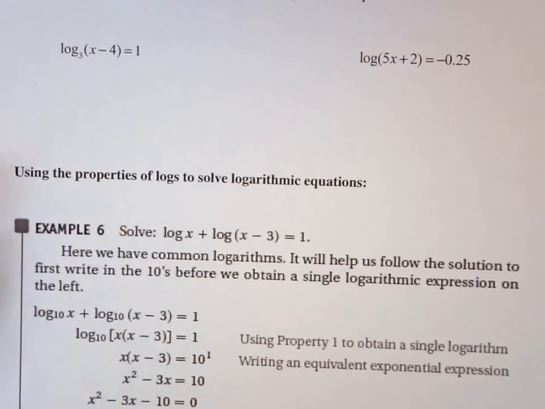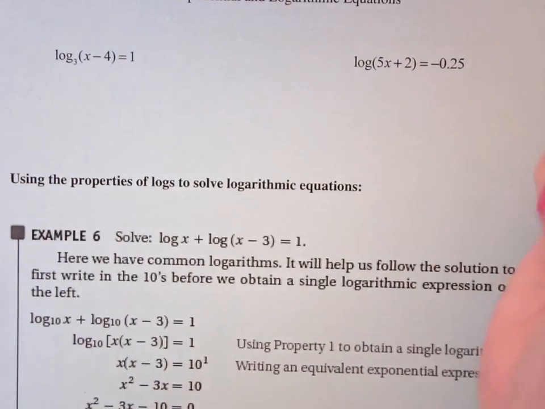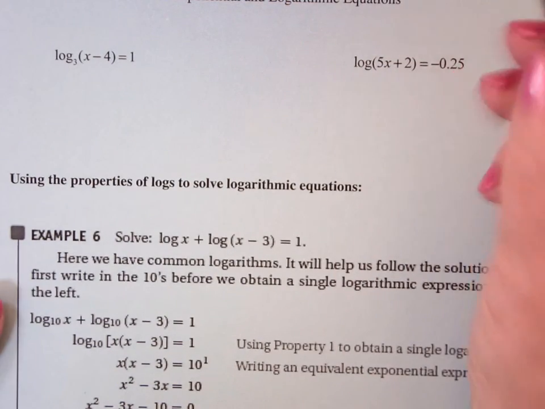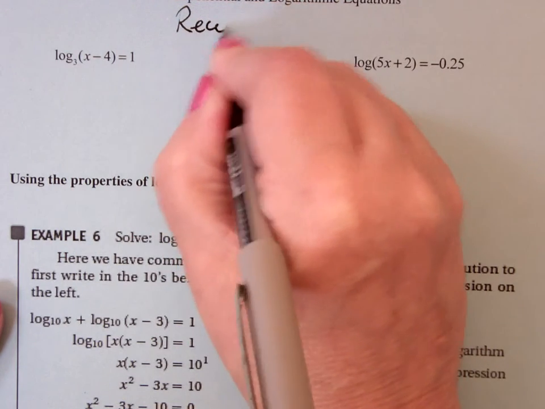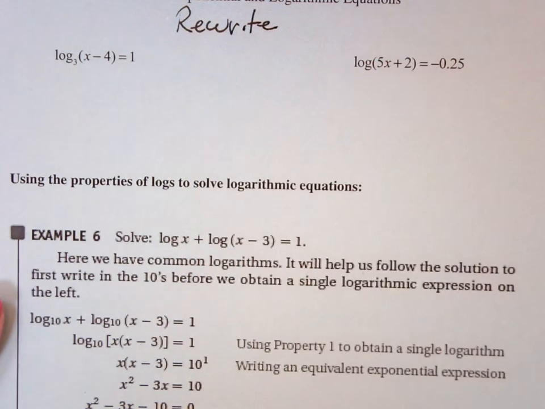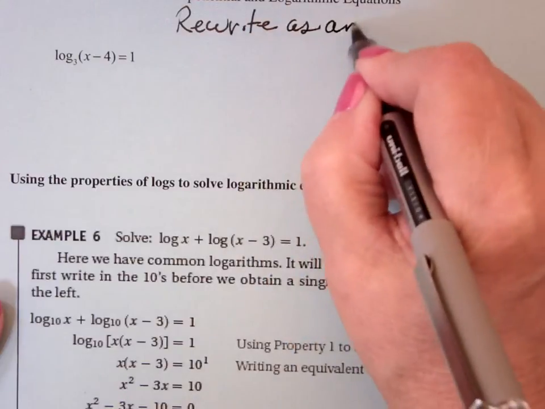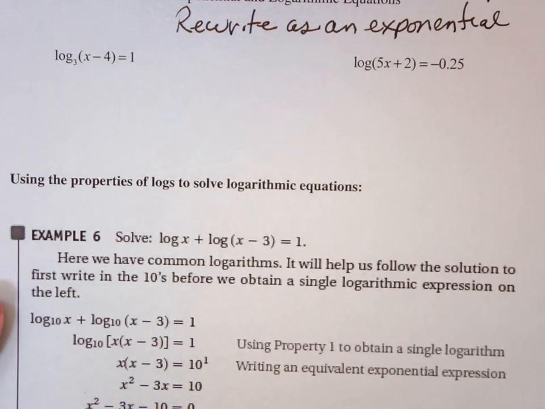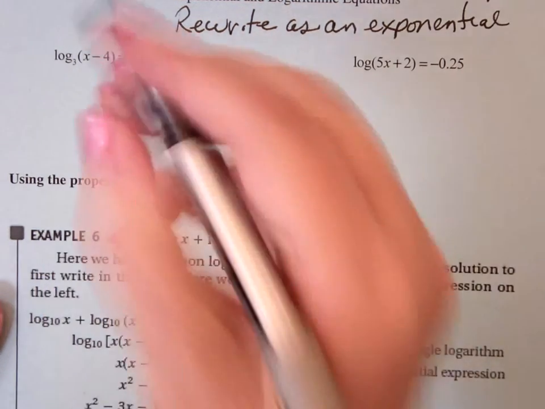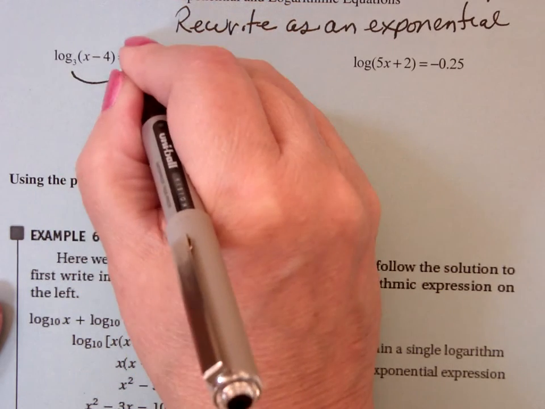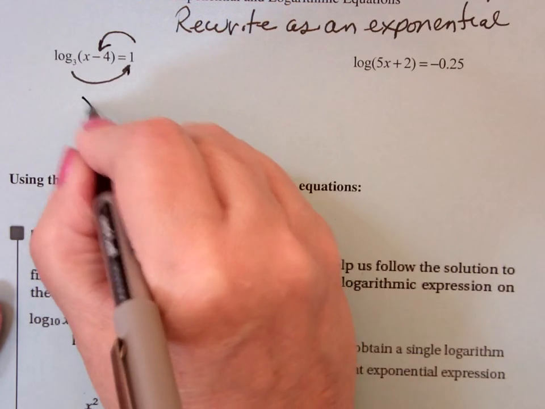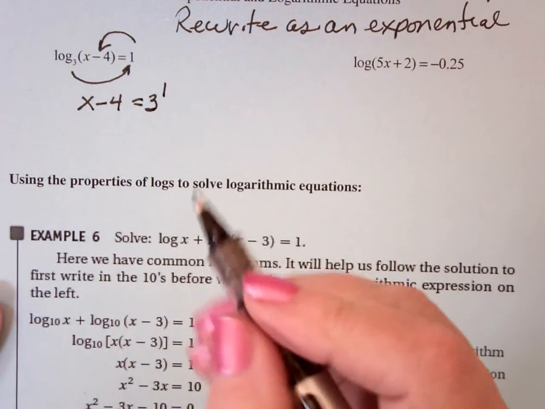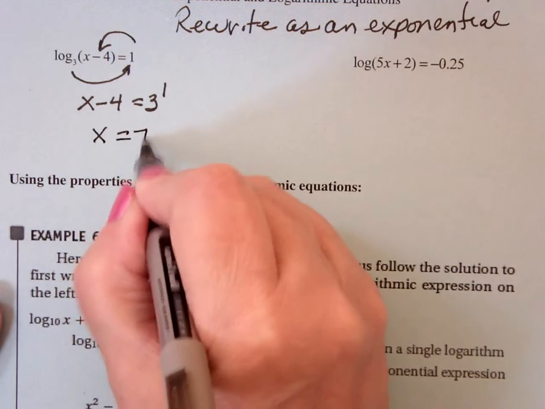Anytime you're working with a log equation, most of the time, and I would say 99% of the time, you're going to rewrite it as an exponential. So I have the log of something equaling a number. That means 3 raised to the 1 power is equal to the argument, so that x minus 4 equals 3 to the 1, or x equals 7.